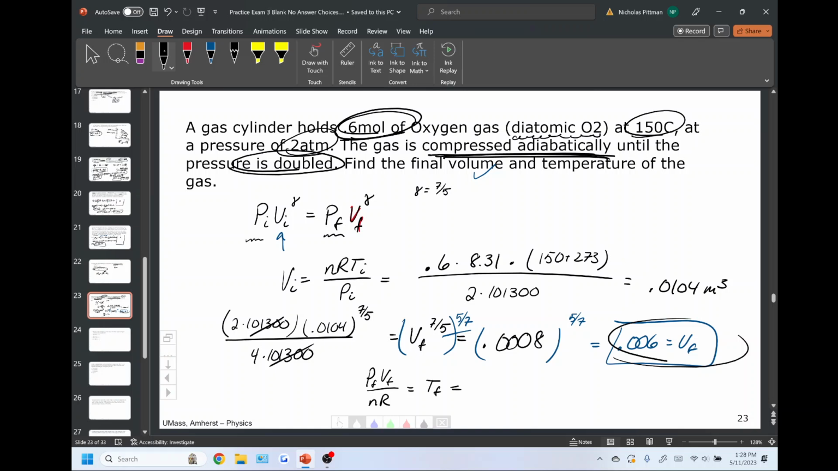P final is 4 atmospheres. V final, I just found, is 0.006. And then I divide it by the number of moles, which is 0.6 times the gas constant. And I get T final is 487.61 Kelvin. So remember, the ideal gas law puts out temperatures in Kelvin.